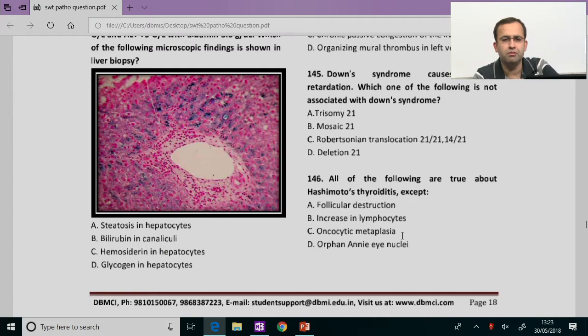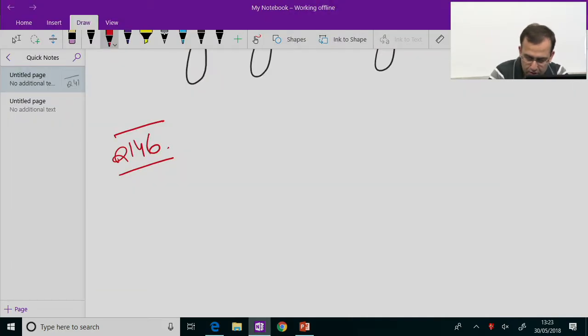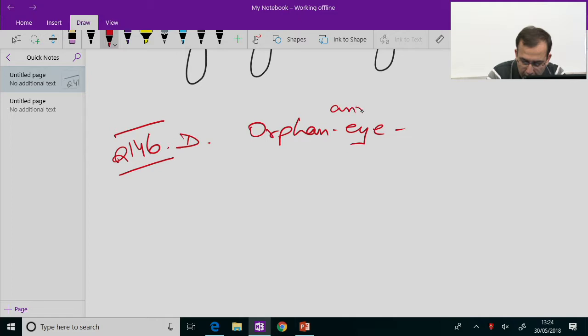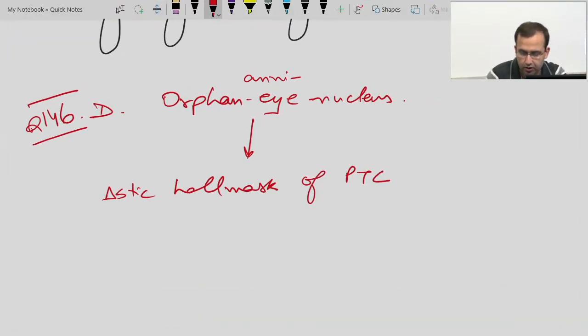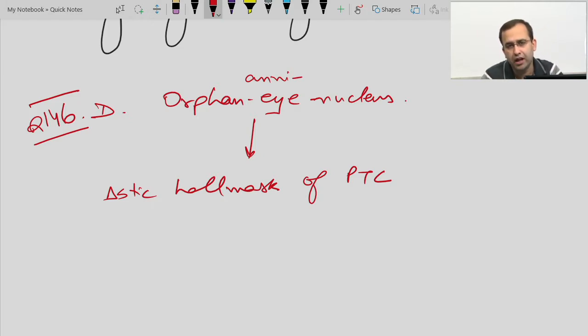Even if you do not know oncocytic metaplasia, let's put a question mark on that. But you are very surely aware that the Orphan Annie nucleus is the diagnostic hallmark of PTC, not Hashimoto's. So question 146, the answer is D, that is Orphan Annie nucleus. This is the diagnostic hallmark of PTC, papillary thyroid carcinoma.